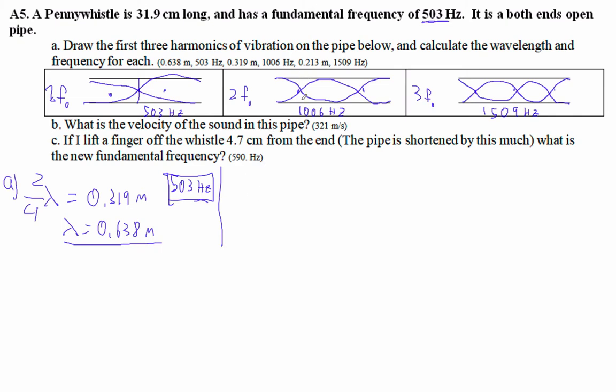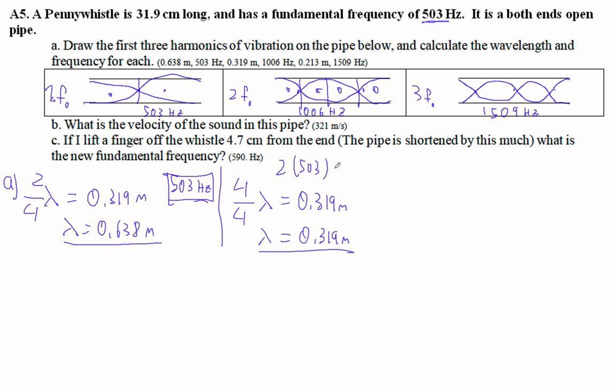All right. Let's do the next one here. If we look at this, how many quarter wavelengths do we have? 1, 2, 3, 4 quarter wavelengths. So 4 quarter wavelengths is equal to 0.319 meters. So the wavelength is 0.319 meters. And then the frequency is just 2 times 503, which is 1,006 hertz.